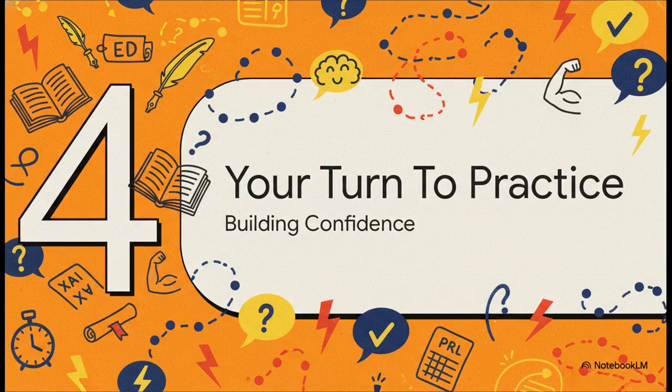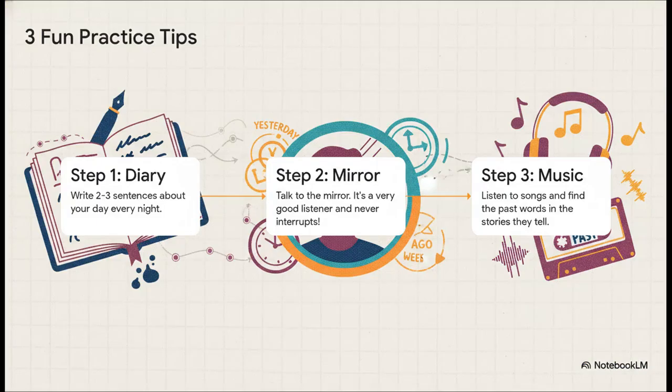Okay, so now you've got the tools, right? You've got the ED rule, you've got the special words, and you've got didn't. So let's talk about a few fun and easy ways you can actually practice this stuff and start building up your confidence. These 3 little steps can make a massive difference. First, try writing in a diary. Just 2 or 3 sentences about your day before bed makes it a habit. Step 2, talk to the mirror. I know it sounds silly, but the mirror is an amazing listener and it never ever interrupts. And third, listen to songs. So many songs tell stories about the past, and it's a great way to hear these words used naturally.